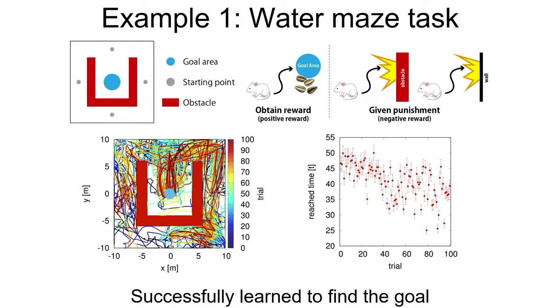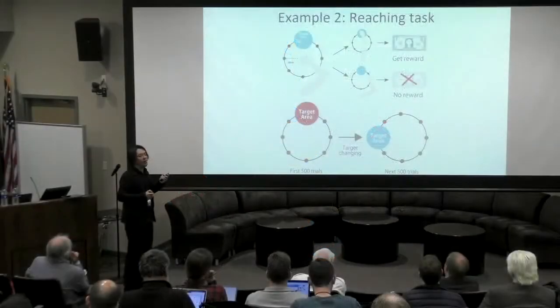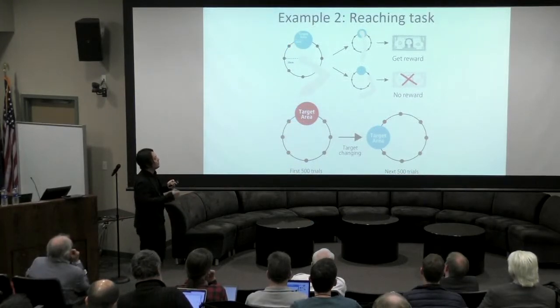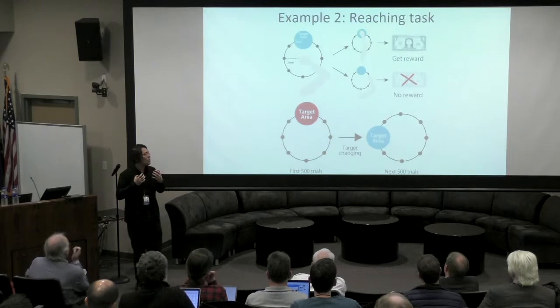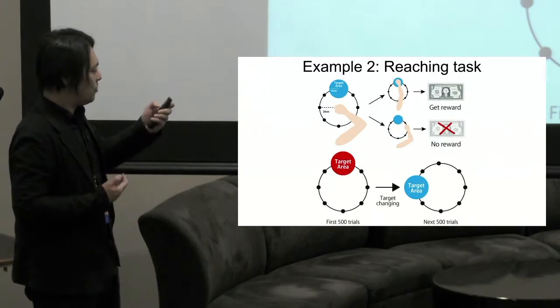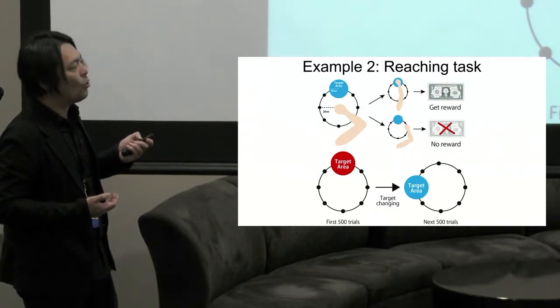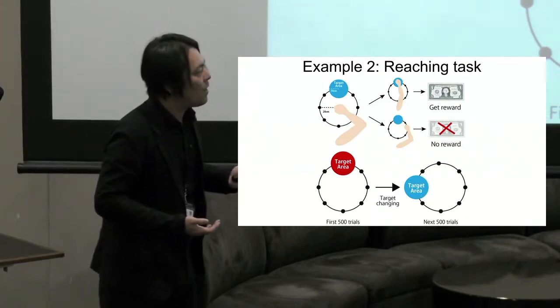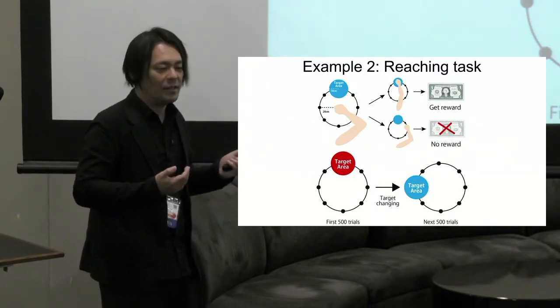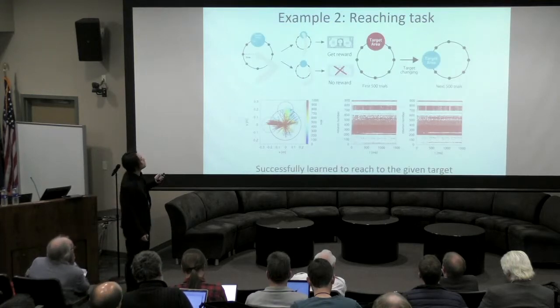Another example is a reaching task. In this task, the target is given at one of 8 positions, and the agent has to move the two-link arm to the target. If the reaching succeeds, the agent receives a positive reward, and if it fails, nothing is given to the agent. In this simulation, for the first 500 trials, the target always appears at the top. For the next 500 trials, the target always appears on the right, and then always on the left. And this is the result.